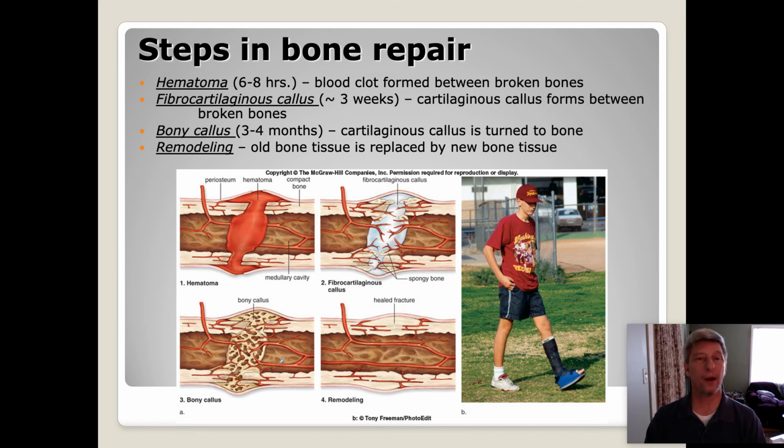But bone repair occurs in 4 stages. The first stage is very quick. In the first 6 to 8 hours, a hematoma, or in other words, a scab forms. A clot forms between the broken bones, and you can see that located here. Notice the blood clotting underneath the periosteum level. Over the next 3 weeks, a fibrocartilaginous callus will appear to replace the hematoma. After 3 or 4 months, spongy bone will replace that cartilage, and then eventually the fracture will heal.